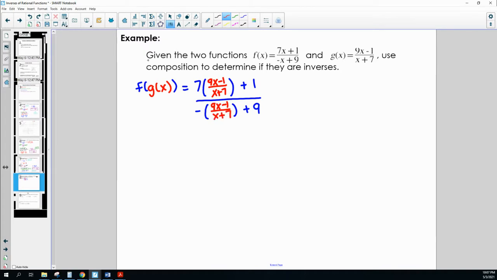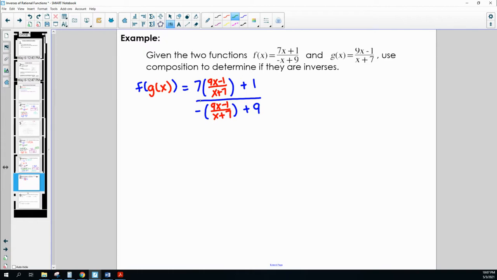Okay, so we want to solve this. And if we can get x, we're going to check the other way around and see if we get x also. And if they both equal x, then they're inverses. So this is a complex fraction. We've seen this already in this chapter. In order to simplify this, again, you can do the top separately and the bottom separately if you prefer.